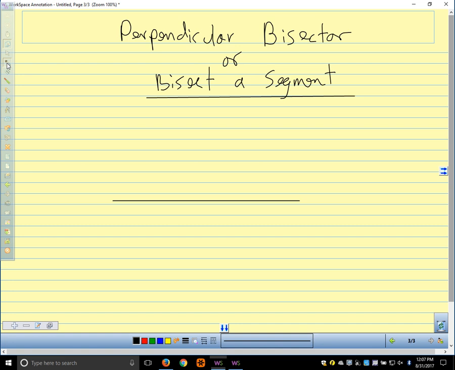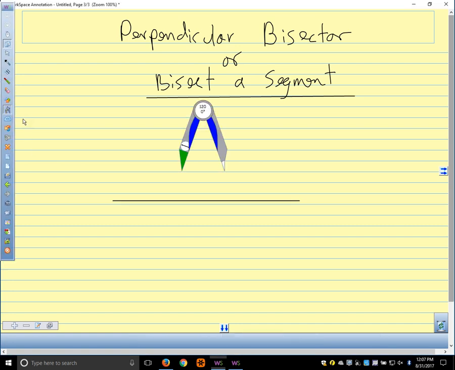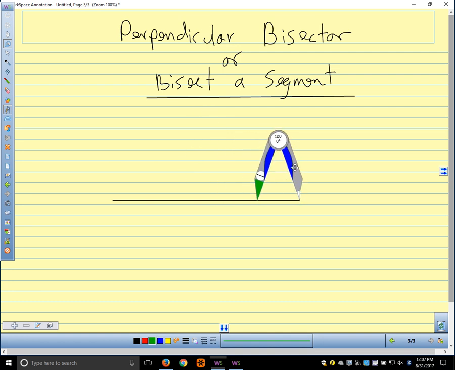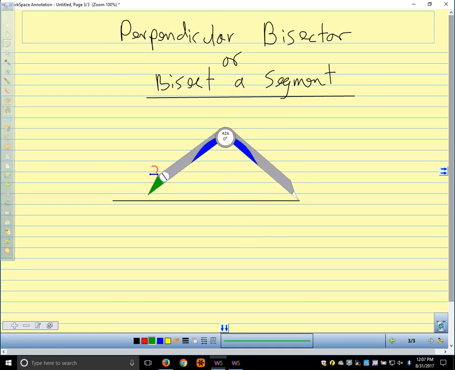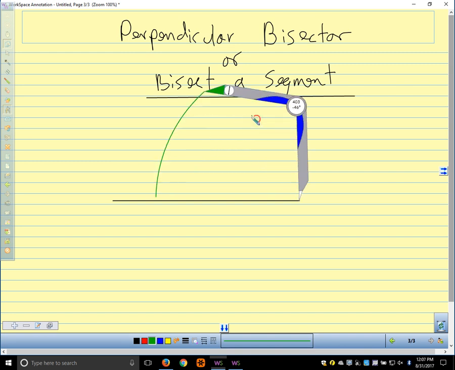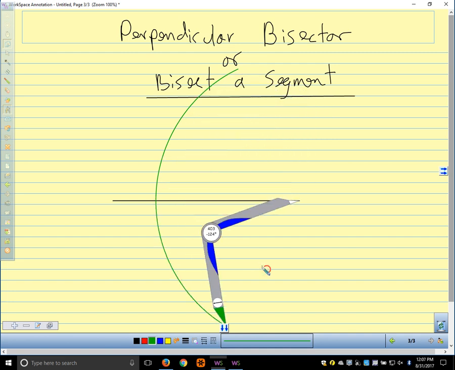The construction's the same. For this one, take your compass, put the sharp point on one endpoint of your segment, and you have to open the compass more than halfway across the segment. So not far enough, that's about halfway, more than halfway. And I'm going to make an arc, kind of a half circle, that goes above the segment and below the segment.